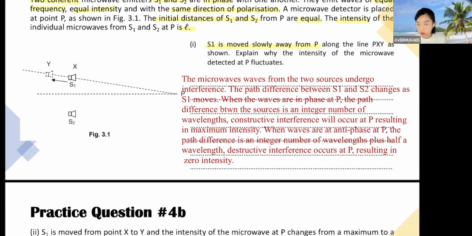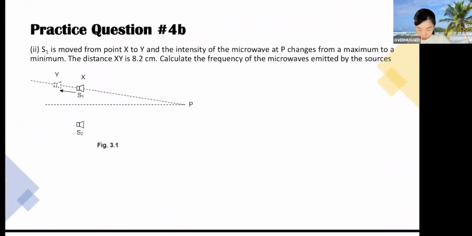Okay, so the first thing you need to always remember is make sure you find out whether they are in phase or antiphase. Then once you find out whether they are in phase or antiphase, then you can determine whether it is constructive based on the path difference. Okay, now the next one, part 2.